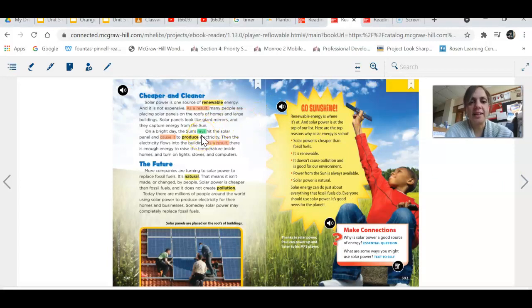Now we have another word highlighted in green, and let's read the context of the sentence. On a bright day, the sun's rays hit the solar panel and cause it to produce electricity. I know two words that sound just like this. The raise, like I raise up from my chair, and the rays as in from the sun. So if I look at my context clues, I see sun right next to rays. So what do you think rays means?